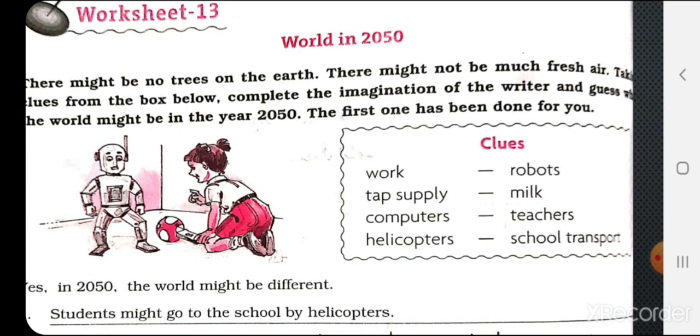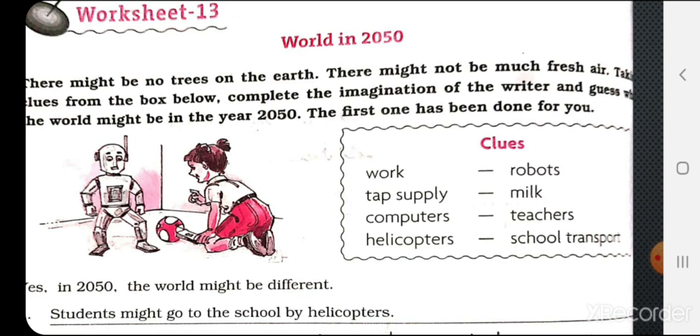World in 2050. There might be no trees on the earth. There might not be much fresh air. Taking clues from the box below, complete the imagination of the writer and guess what the world might be in the year 2050. The first one has been done for you. Here students, clues are given to you. Take help from these clues and then try to frame sentences.